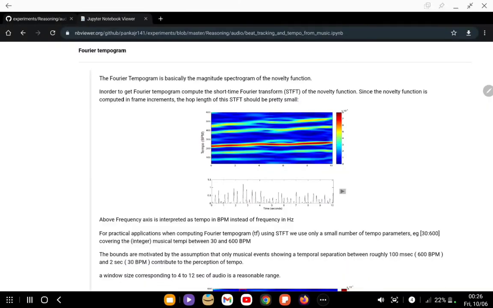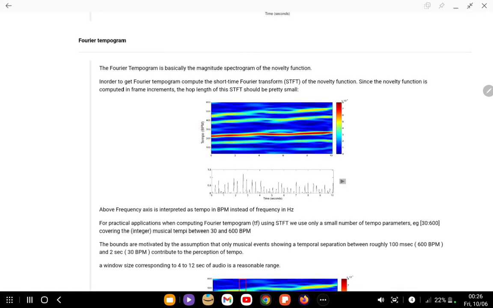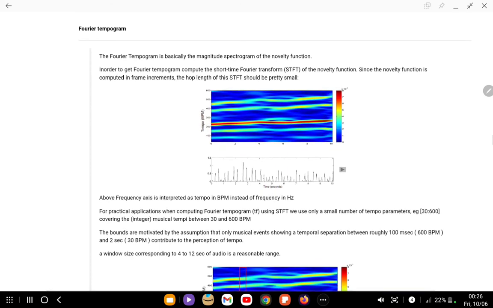Fourier tempogram. So Fourier tempogram is nothing but a short-term Fourier transform of the novelty function which we have obtained earlier. So to compute this spectrogram, what we need is a hop length which is very small, maybe one or two, since the novelty function is computed frame by frame, something like that.